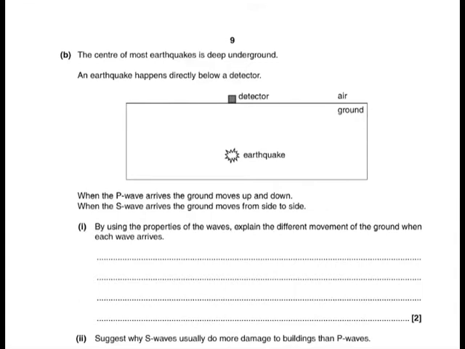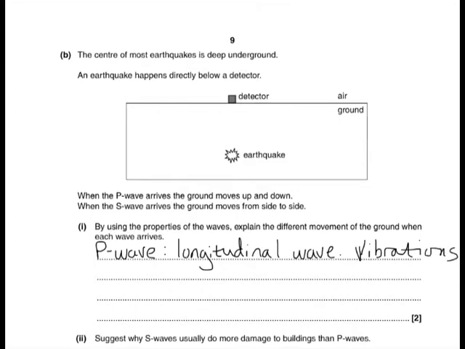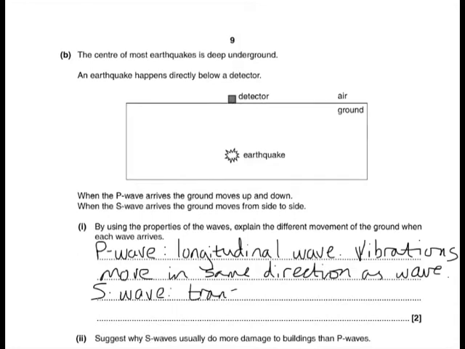So we should know from our knowledge of waves that a P wave is a longitudinal wave, and the reason it causes the ground to move like that is because the vibrations move in the same direction as the wave. On the other hand, we have our S wave, which is a transverse wave, which means that the vibrations move perpendicular, or 90 degrees, to the direction that the wave is travelling.